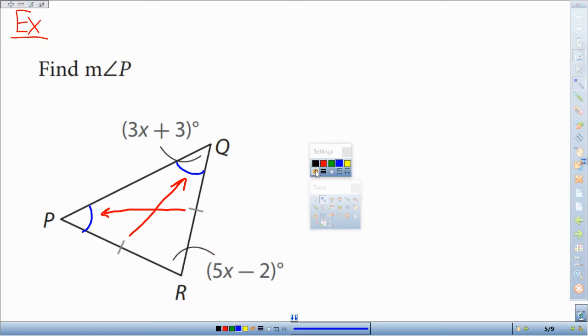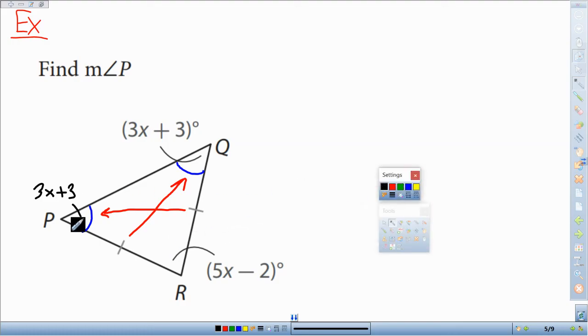Here's what we know. Since this angle is called 3x plus 3, and this one is congruent to it, we could also call it 3x plus 3. Let's go ahead and do it. They're the same, so we can give them the same names. Here's what we have. We have a value for all three angles of this triangle, and we know that the three angles of a triangle add up to 180 degrees. So we can make an equation out of this. We can say this angle plus this angle plus this angle equals 180.